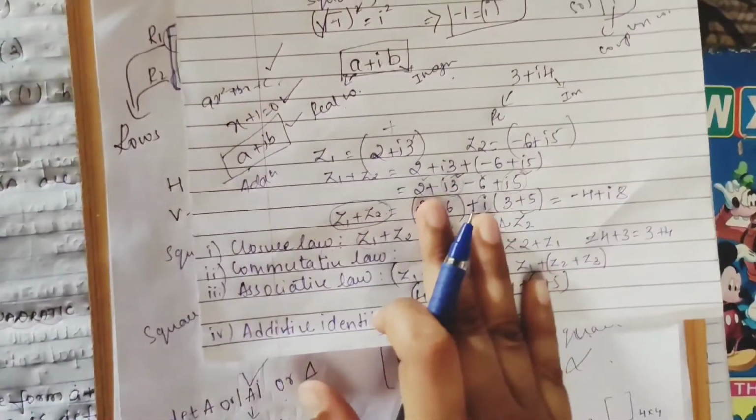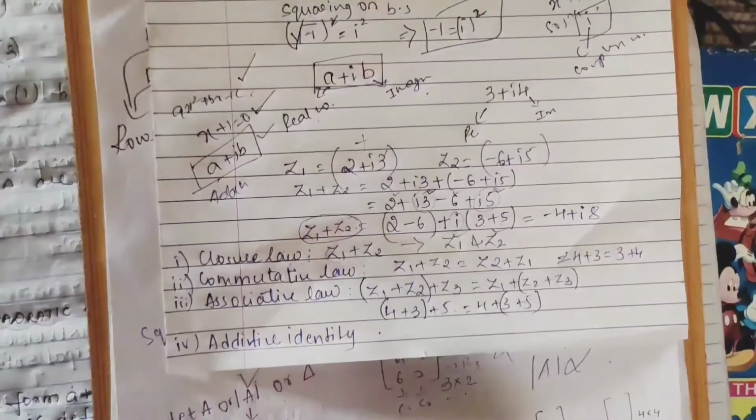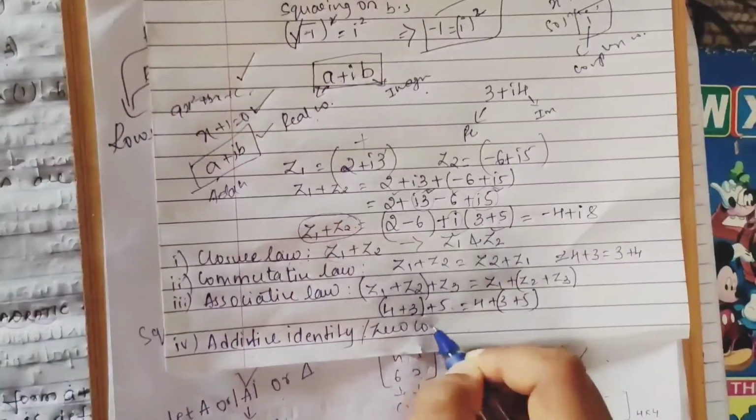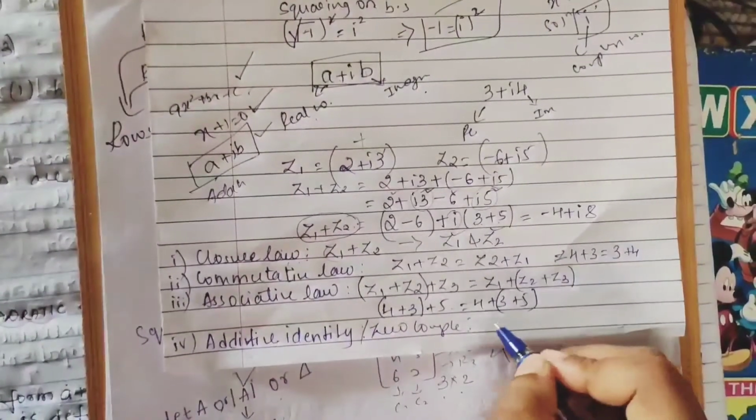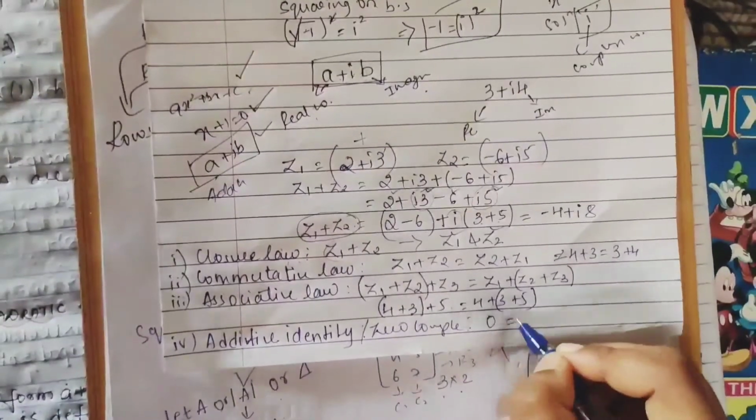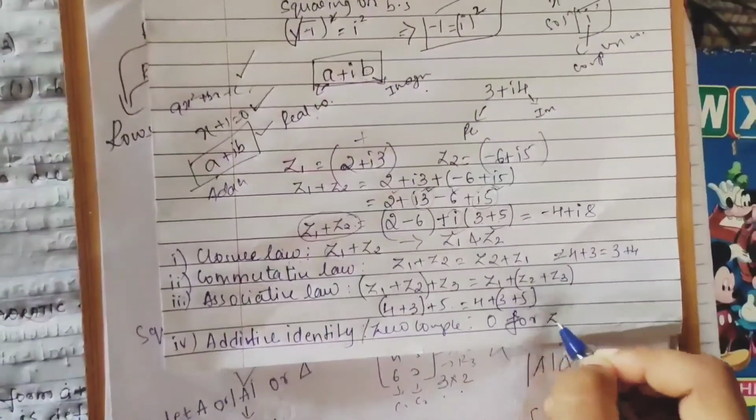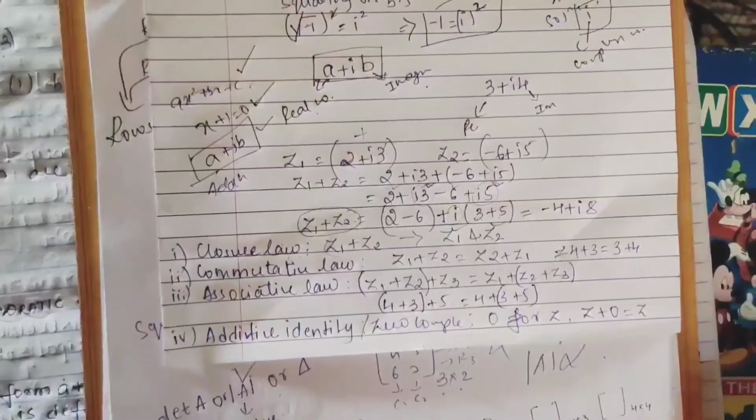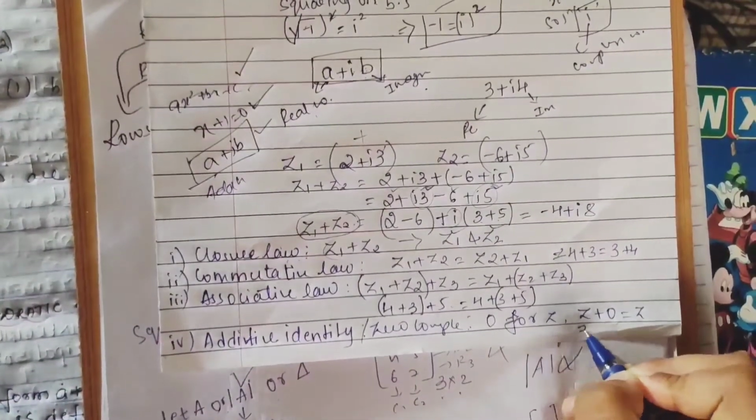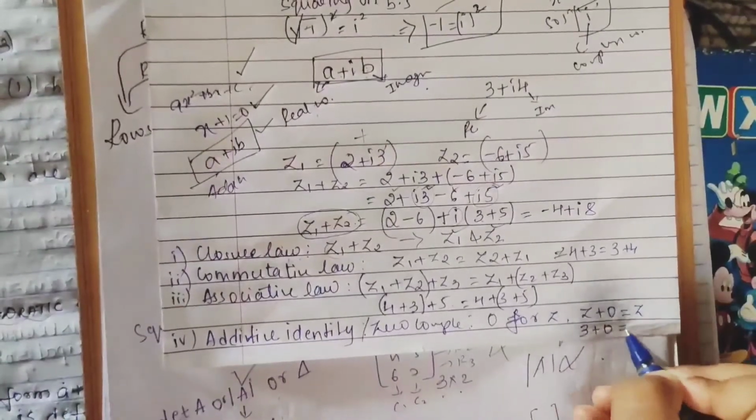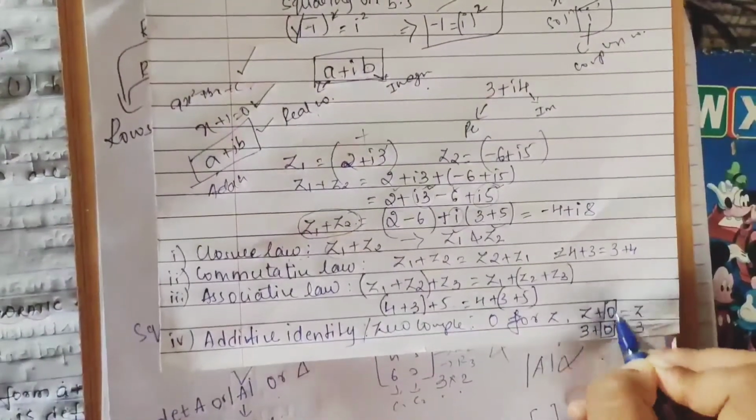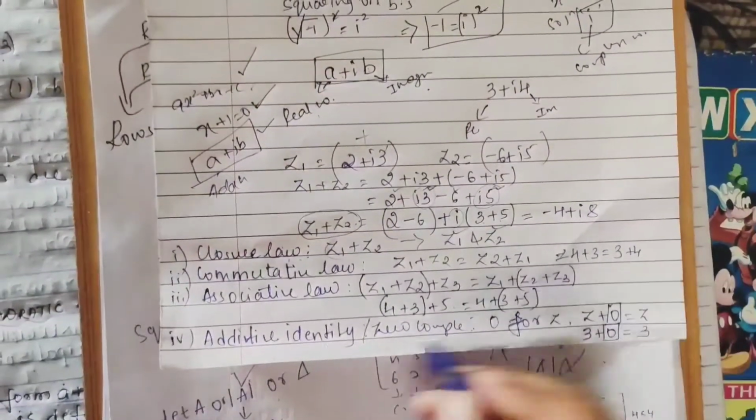Then one more: you have the additive identity, which you call additive identity or zero complex. Here the additive identity is 0, for your complex number Z. Z plus 0 is equal to Z itself, right? For example, if I write 3 plus 0, I get 3 only. So here 0 acts as the additive identity.